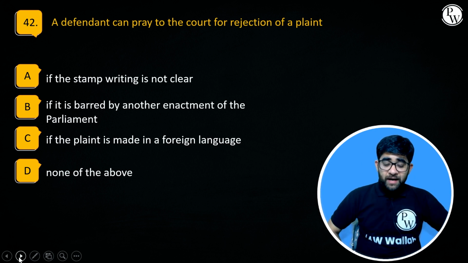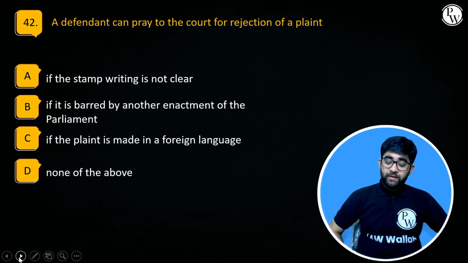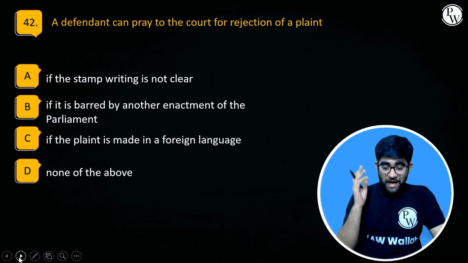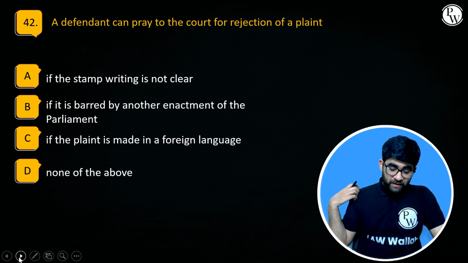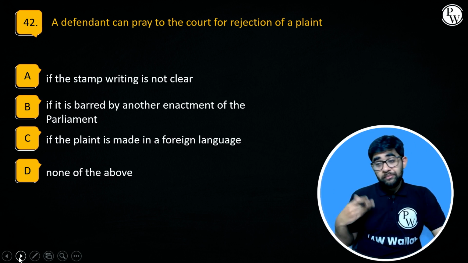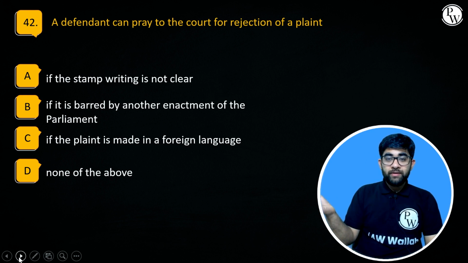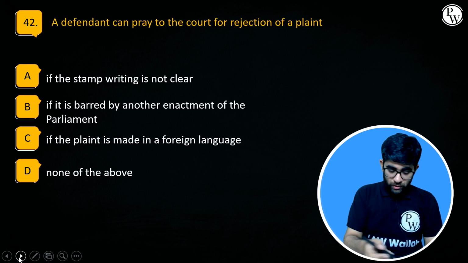Next, a defendant can pray to the court for rejection of a plaint if the stamp writing is not clear, if it is barred by another enactment of the parliament, if the plaint is made in a foreign language, and none of the above. The answer to this is if it is barred by another enactment of the parliament, that is by another statute only.